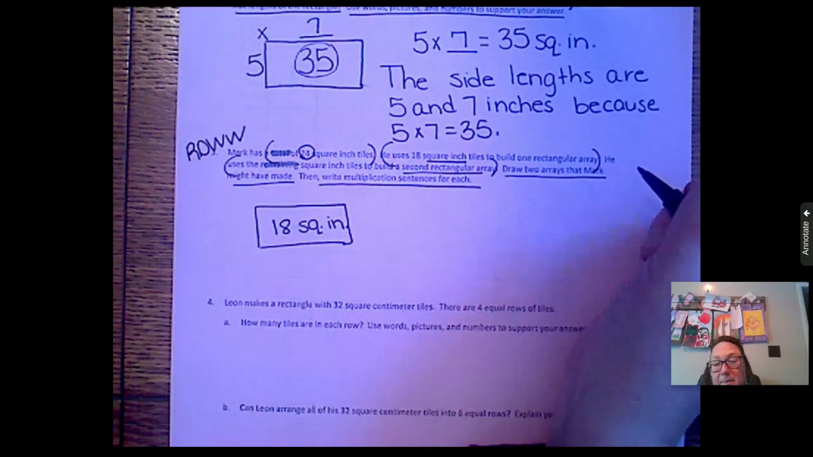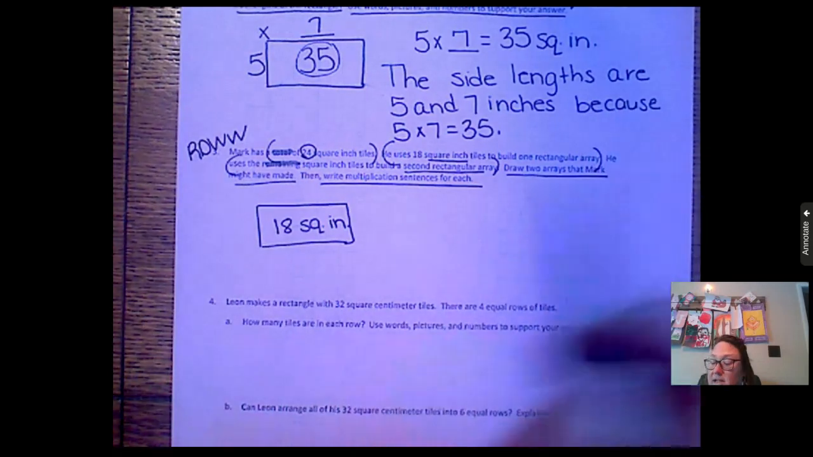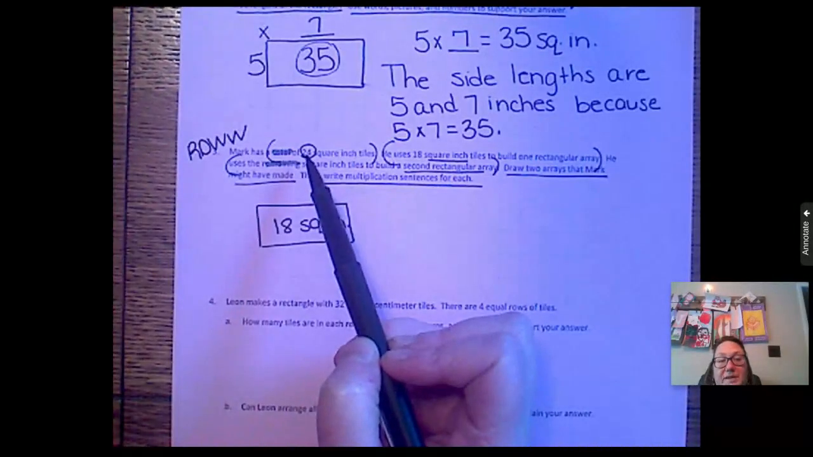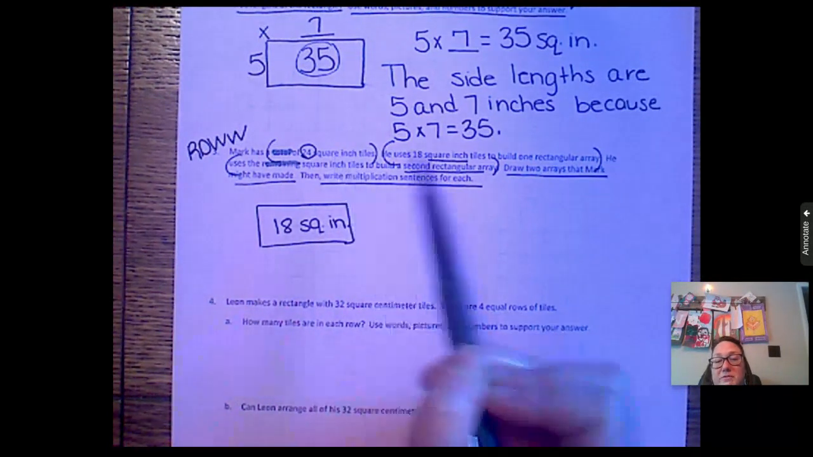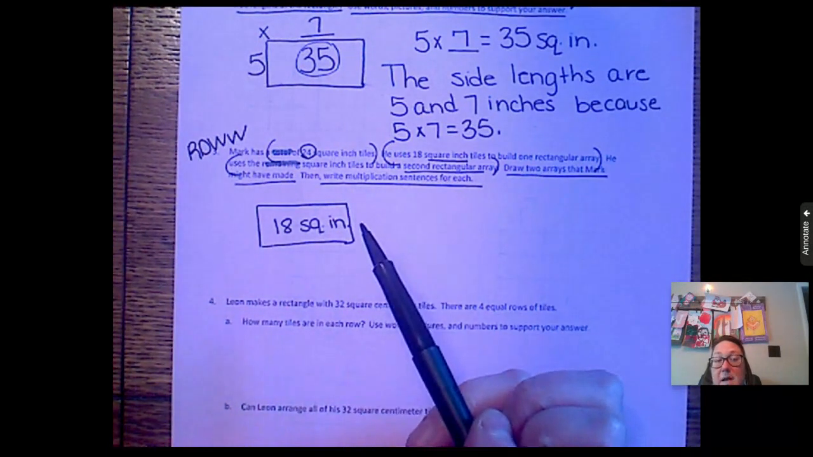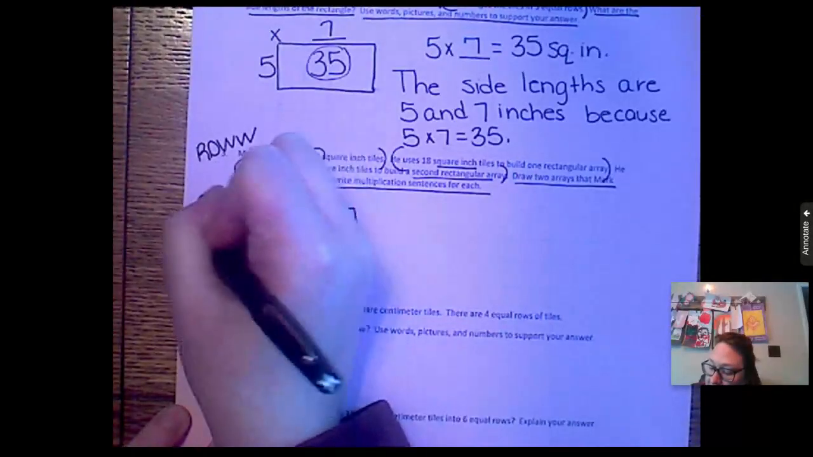But how do I know how many are left over? What would I do? We said remaining means how many are left, which means that we're going to subtract, right? So if he had a total of 24 and then the first one he used 18, what would I do with the 24 and the 18? I'm going to subtract those, right? So I'm going to stick it right up to the side here. 24 minus 18.